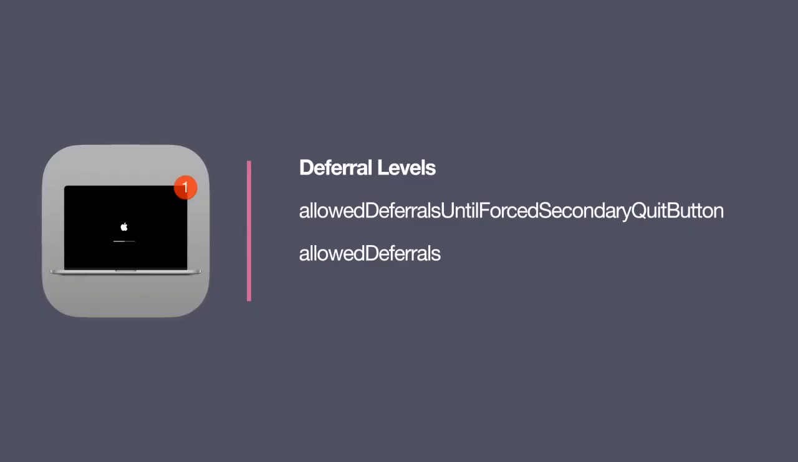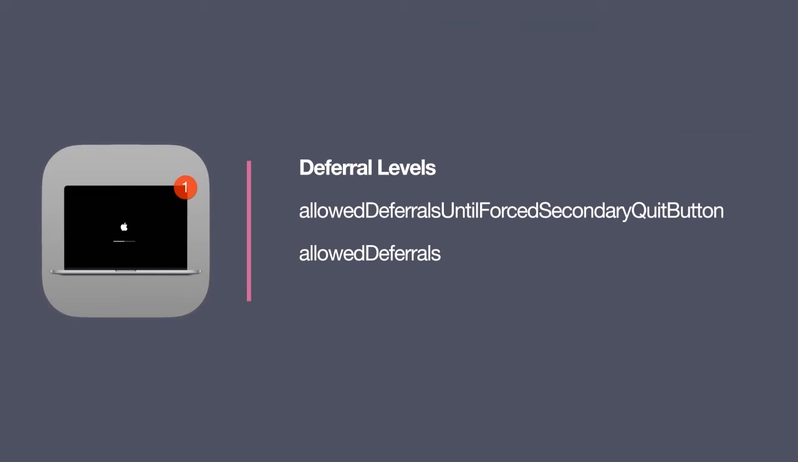And we have a couple of different deferral types in Nudge. So the first one, which is to allow deferrals until forced secondary quit button, sets the number of deferrals that Nudge allows before it shows the secondary quit button. This only applies when Nudge is at its initial stage, where Nudge is only showing a primary quit button.